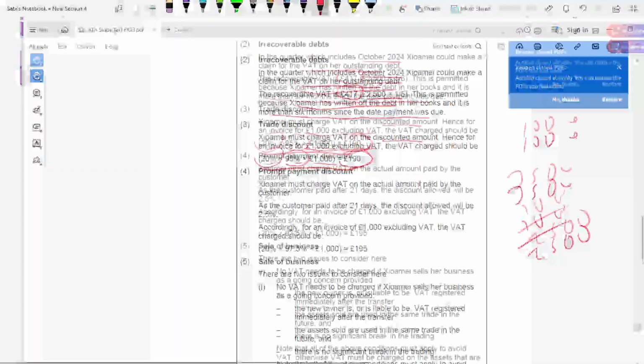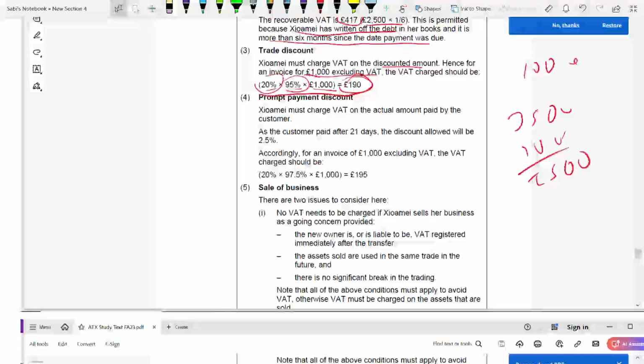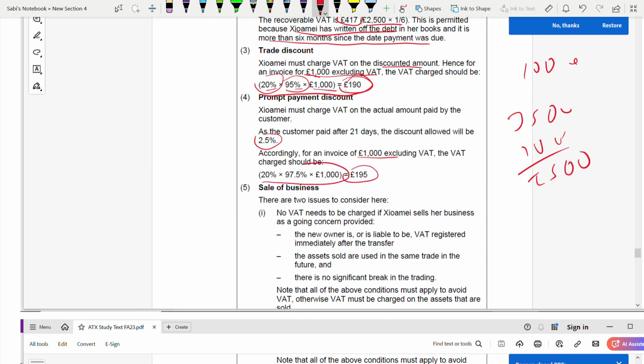Okay, so for the fourth one, they are going to get this discount 2.5. Same, let's take an invoice of 1000. Same example, 20 on this and this. So this will be your VAT. Why 97.5? Because they're taking 2.5 discount.